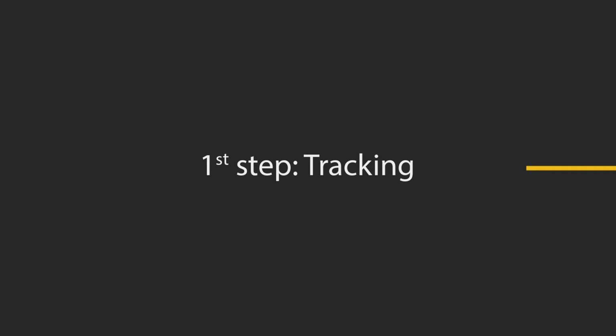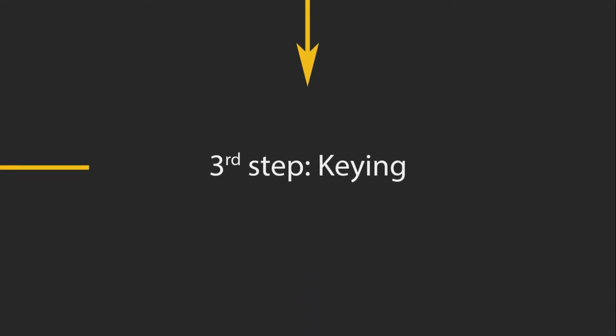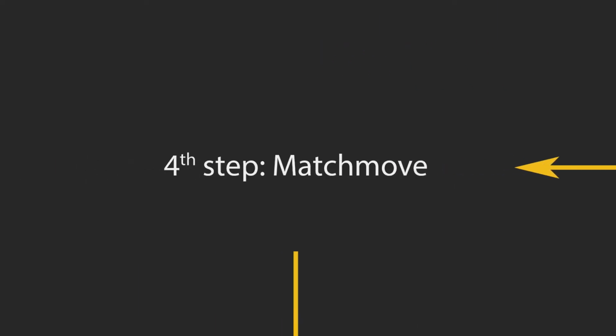The second step is cleanup. It consists in removing all the elements in the shot that interfere with the scene, such as objects, shadows, tracking points. The third step is keying. It consists in reading the background color that needs to be changed into alpha, thus separating the subject of the shot from the environment.